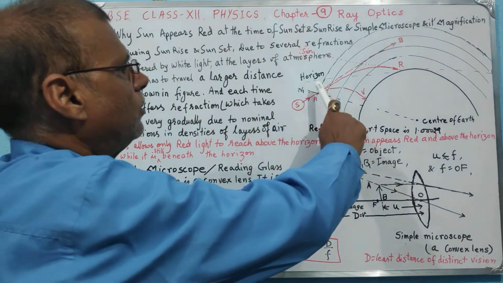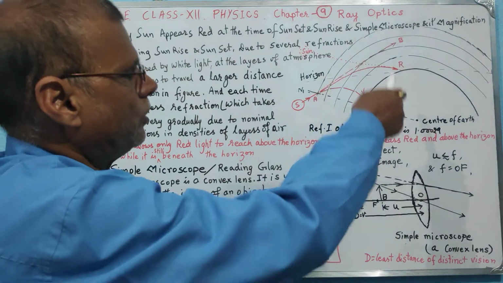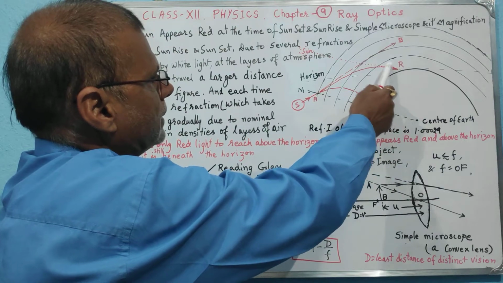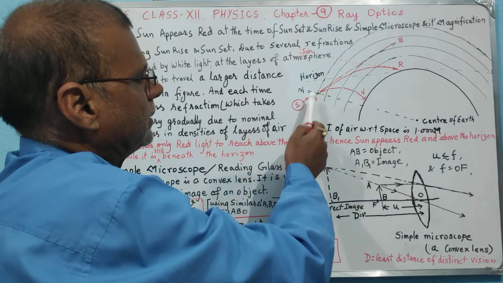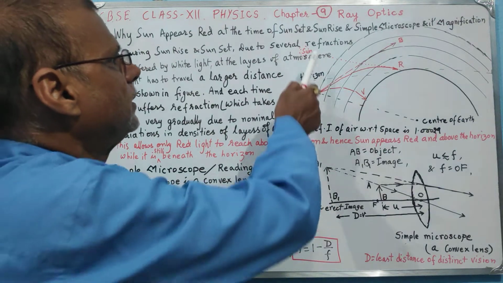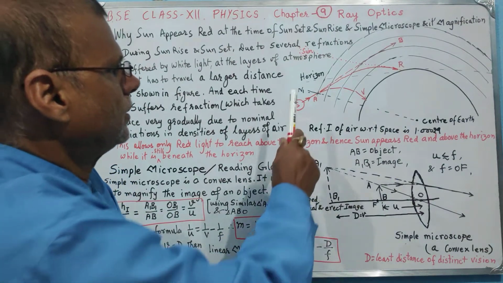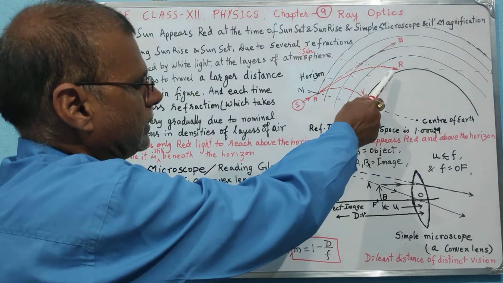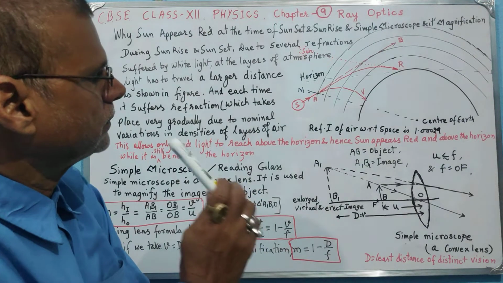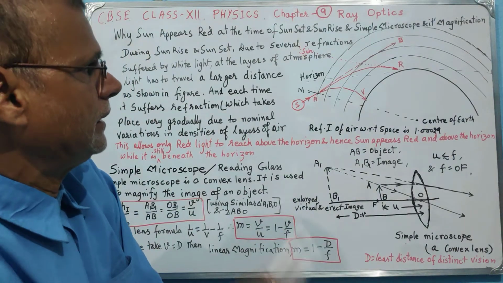So what happens is that only the red light is able to reach above the horizon, and for the person on the horizon it appears that the sun is already above the horizon. But actually this is the virtual image of the sun, which is still lying beneath the horizon. Here you see the violet light is not able to reach that point, but the red light is able to reach there.